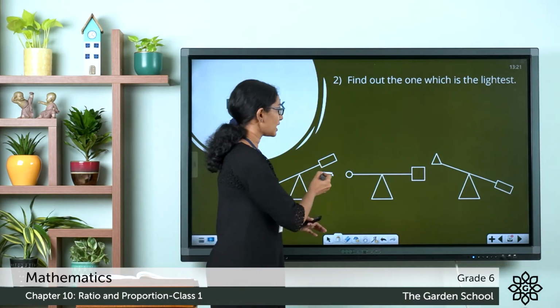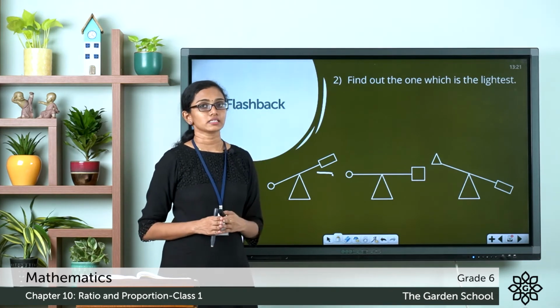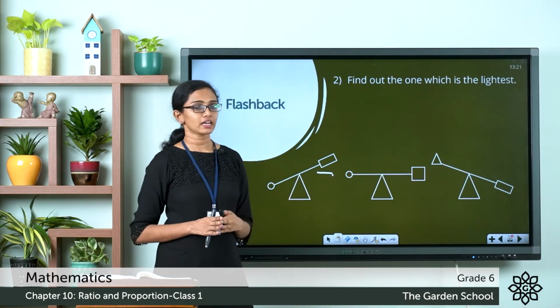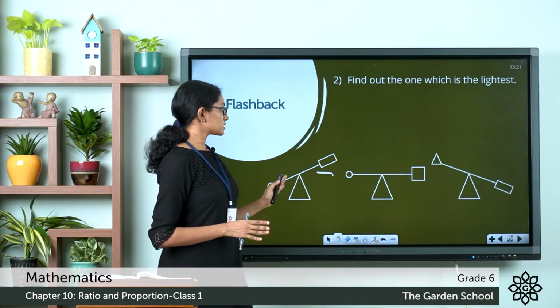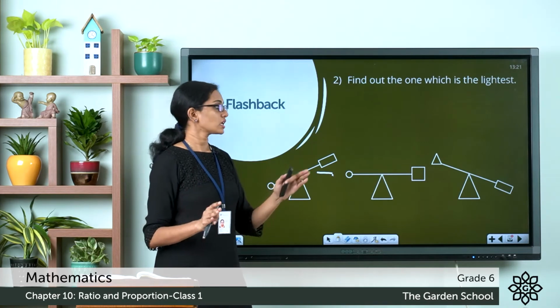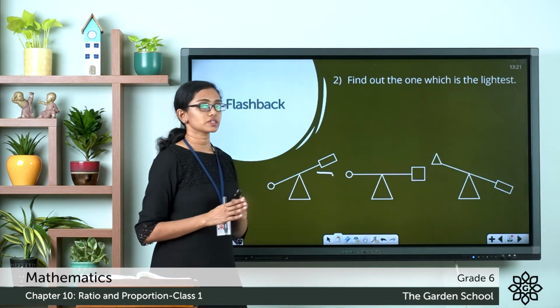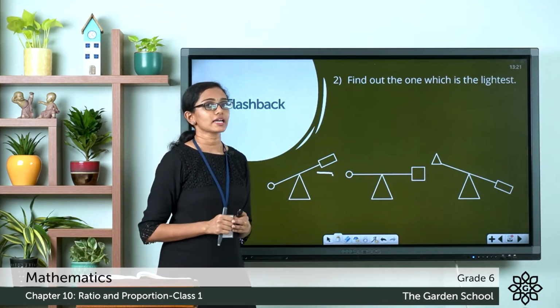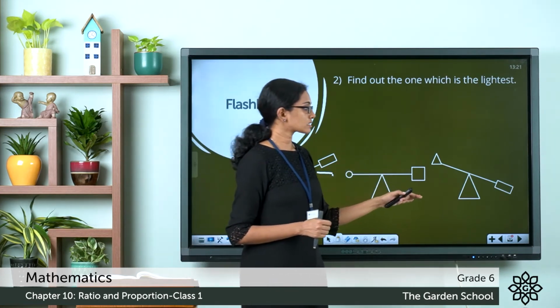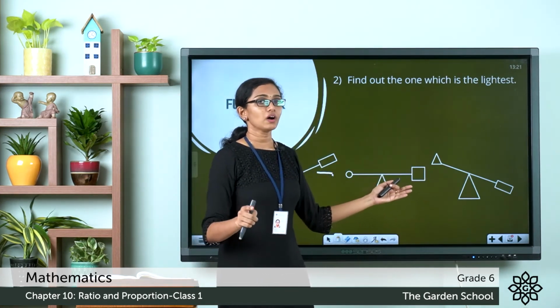Again, you can see that the rectangle will be the lightest. Why? Because the circle and the square have the same value, and when you compare the circle and the rectangle, the rectangle is the lightest. Hence, if you compare the square and the rectangle, then also the rectangle will be the lightest one.